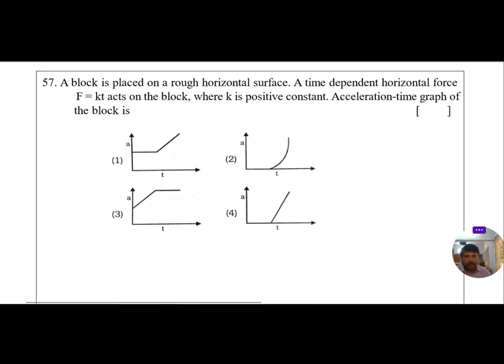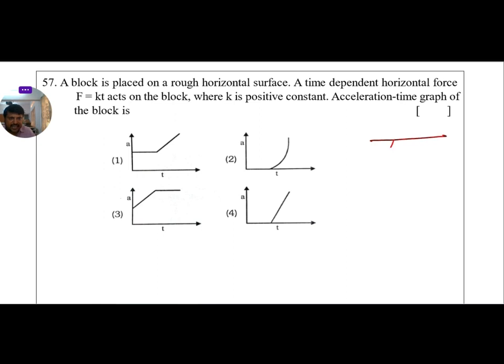Right. A block is kept on a horizontal rough surface. Here consider it is a horizontal rough surface. A time dependent horizontal force, that is F = kt, where k is a positive constant. Here when this force increases, friction also increases.